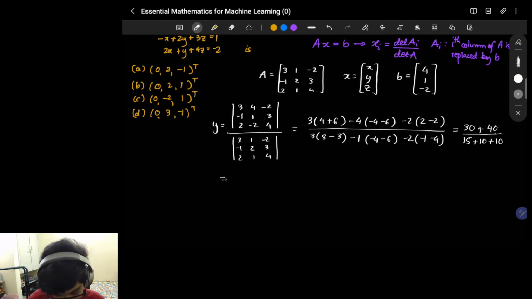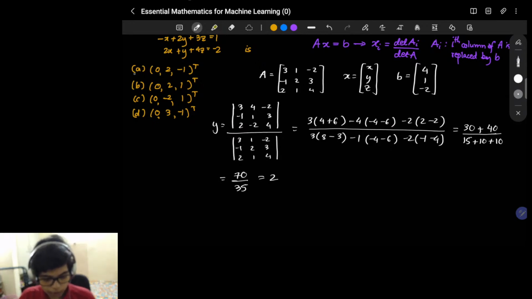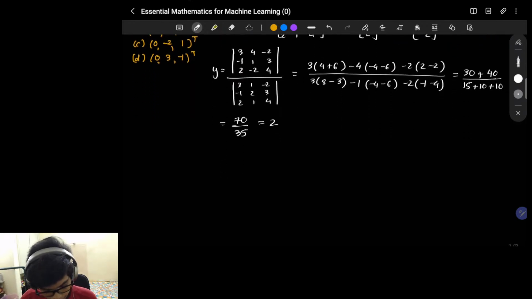So this makes it 70 divided by 35, which is equal to 2. So y is equal to 2. So that means options C and D are eliminated. Now we need to focus on the value of Z to figure out which out of A and B is correct. So for Z, again applying Cramer's rule.